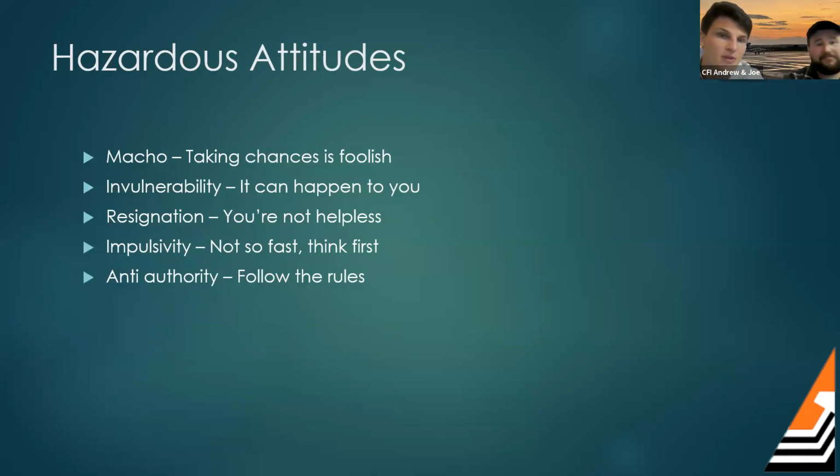Then we go into hazardous attitudes. The FAA has little anecdotes that they say you should use to combat these five hazardous attitudes. The first would be macho, so taking chances is foolish.